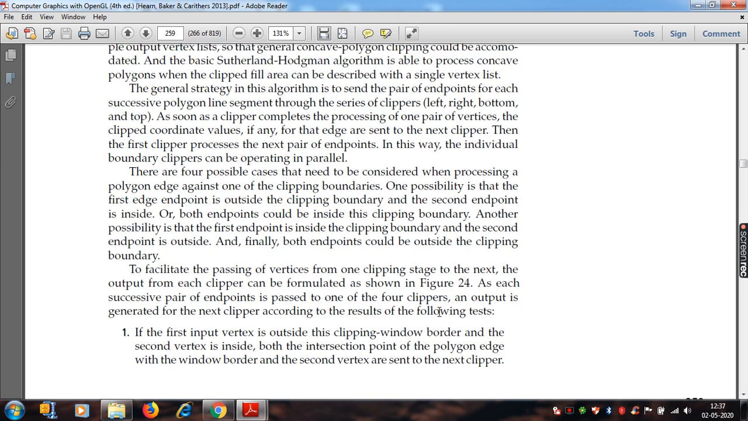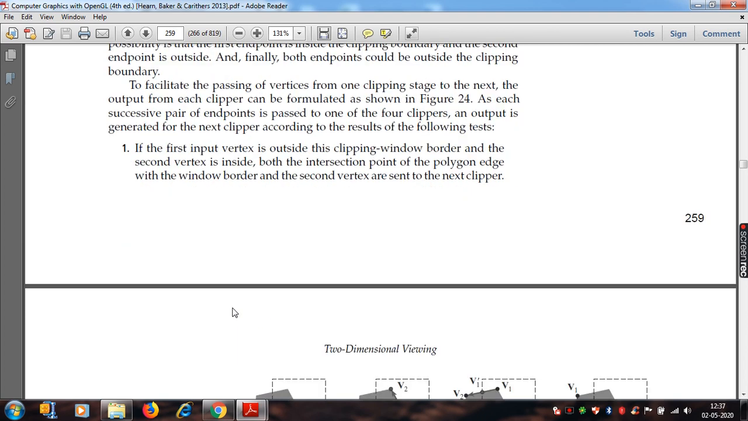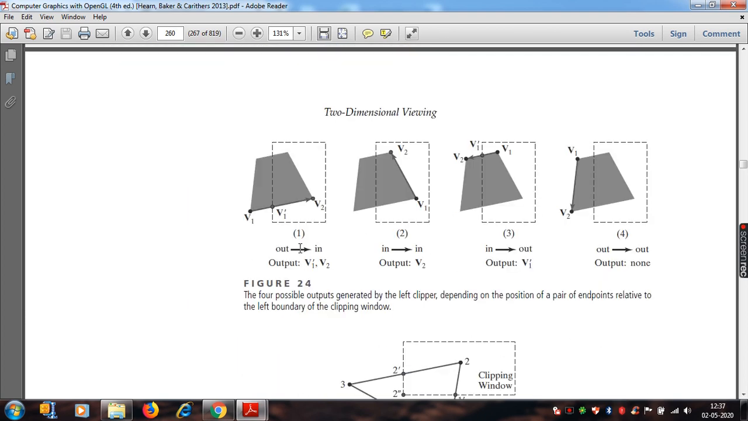To apply this algorithm, first we have to understand these 4 general cases, and in each case what we are going to do. That is explained in this diagram here. Now assume that this is a clip window. We are considering the example of a left clipper. Similarly for the right, bottom and top clippers, the same approach will be followed. For the left clipper, you can see here, this is an object, a polygon that has to be processed.